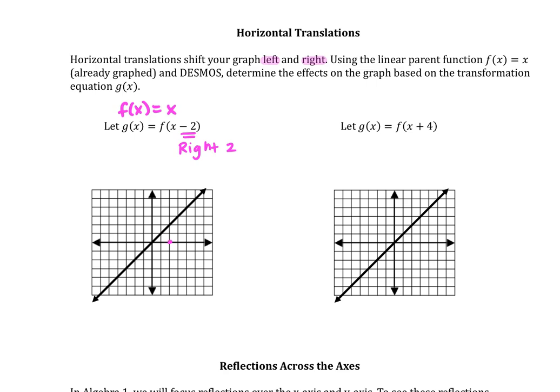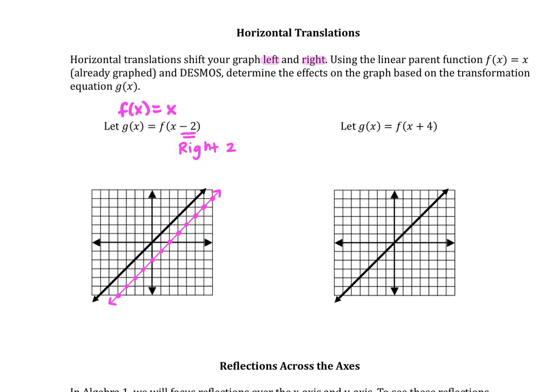So each point shifts right 2, so I can plot all of those points. And this is the graph you would see in Desmos. Again, you would connect the points with a line and add arrows to each end. My original function is that black line, and my new g of x function is the pink. Let's look at another one.